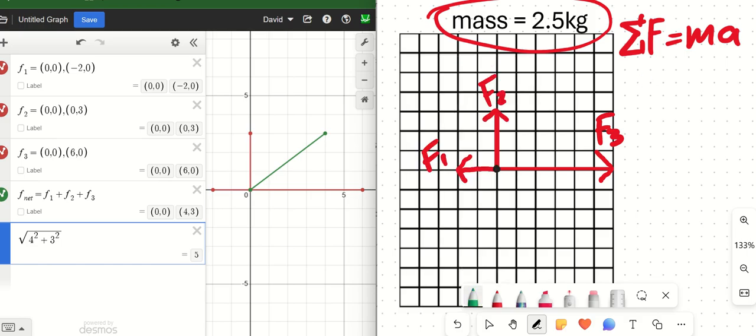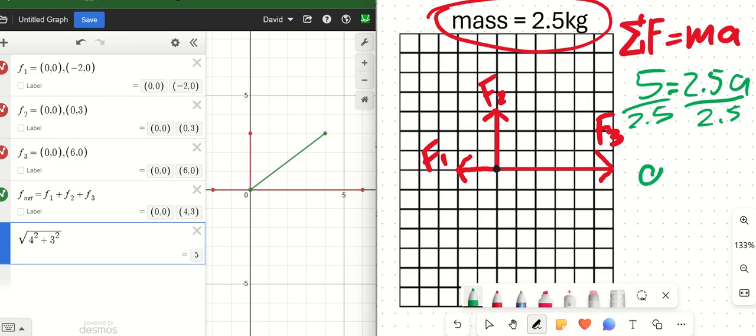Let's go with green so it matches what we did. So I have 5 newtons is equal to 2.5 multiplied with acceleration. Now if I wanted to figure out what the acceleration is, I'm going to divide both sides by 2.5. This tells me that my acceleration is equal to 5 divided by 2.5, which gives me 2. And my units for acceleration are meters per second squared. So this is how we use a force diagram that is on graphing paper. I could find out my acceleration if I have my mass. If I don't have my mass, I could still calculate what my net force is.